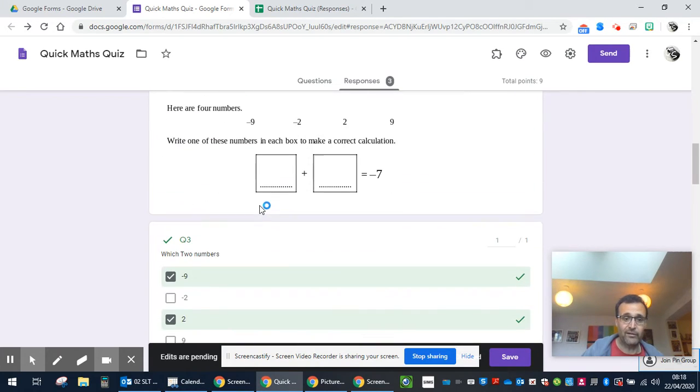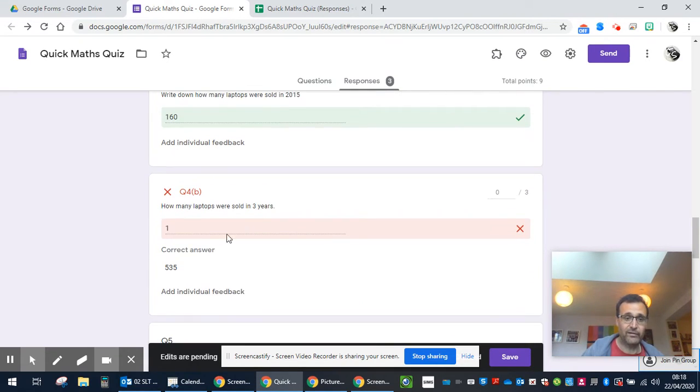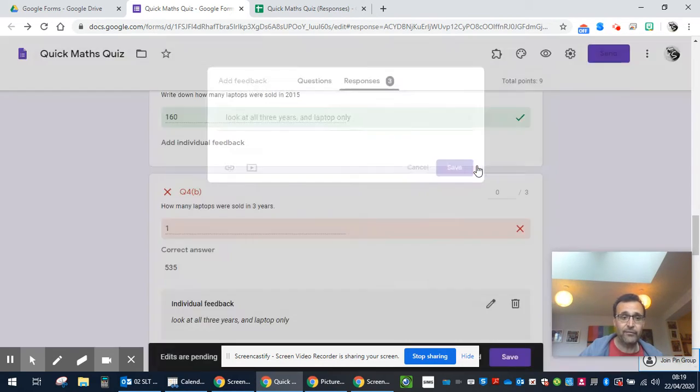Here they've got the right answer. I'm just going to leave that. They've got that answer right. They've got that answer right. Here what they need to do is look at all 3 years and laptop only, being careful to type properly. Save that.